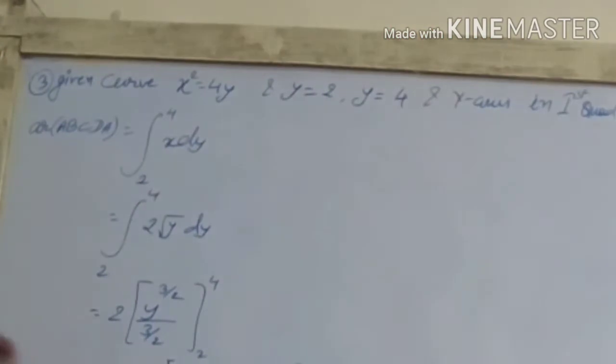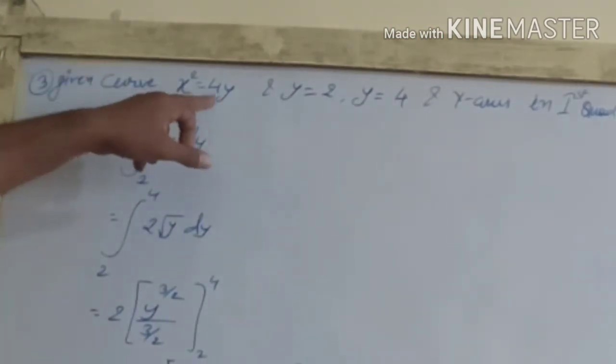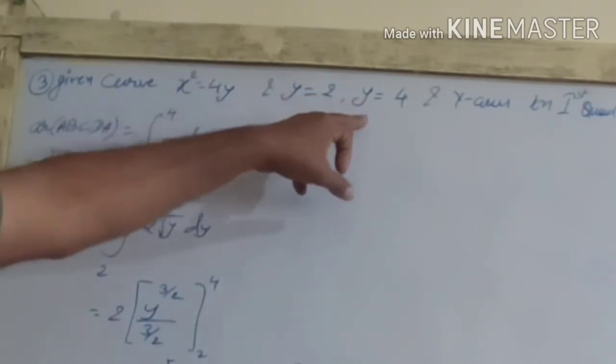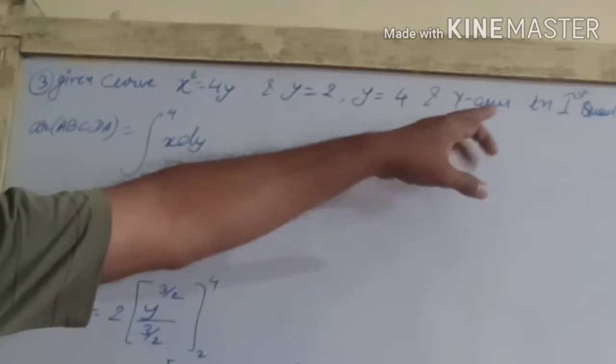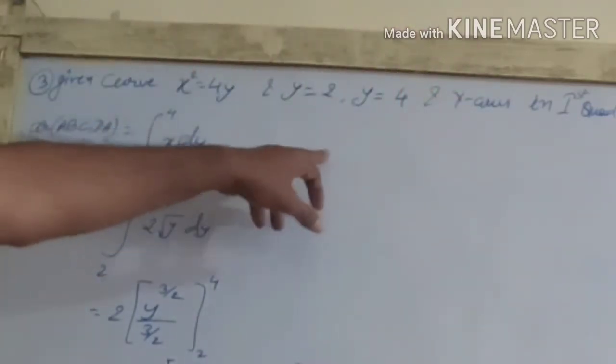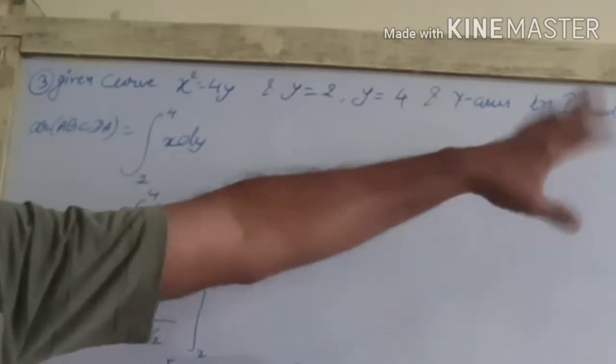Let's see question number three. In question number three, there is a curve x square is equal to 4y and there are two lines, y is equal to 2 and y is equal to 4, on the y axis, and in the first quadrant we have to find the area bounded by this curve, these two lines and the y axis in the first quadrant.